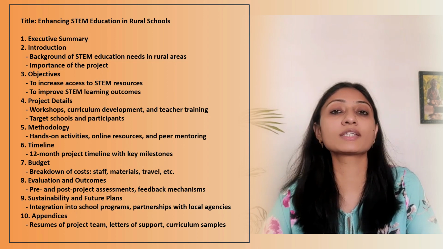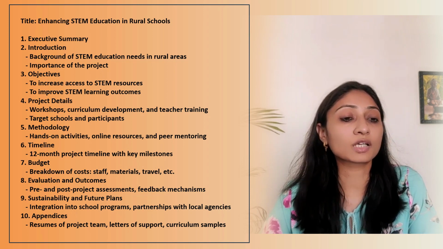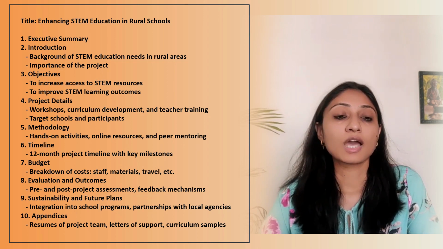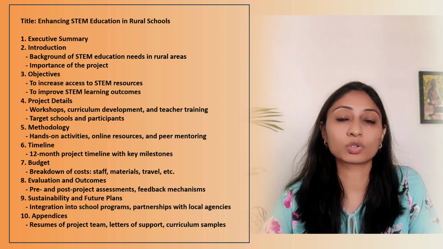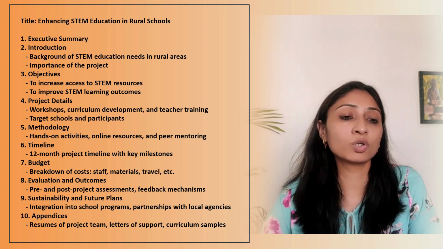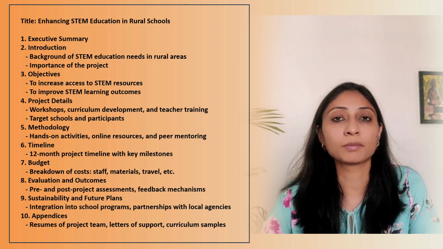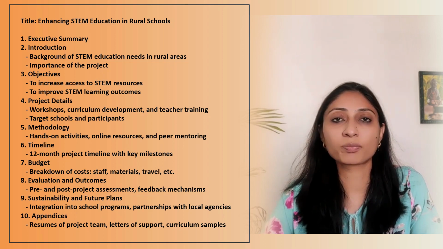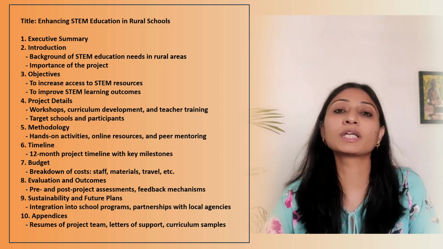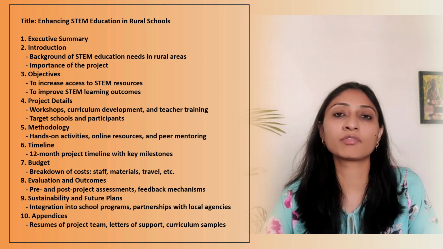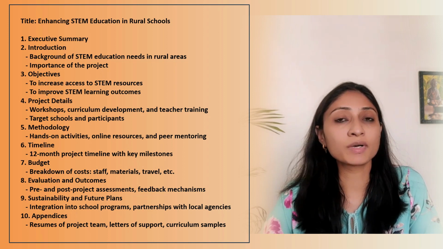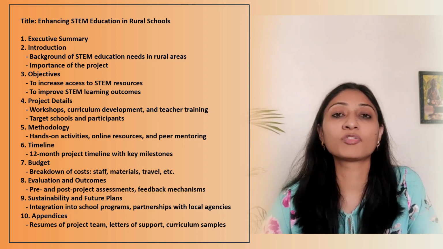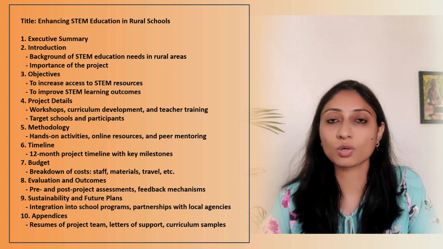Now the third point is objectives. Objective means to increase access to STEM resources and to improve STEM learning outcomes. Here only two objectives are mentioned because it is just a brief summary of a project proposal. Otherwise, a complete project proposal contains 11 to 12 pages. So every objective must start with "to". That means you're going to perform this, you're going to achieve these objectives.